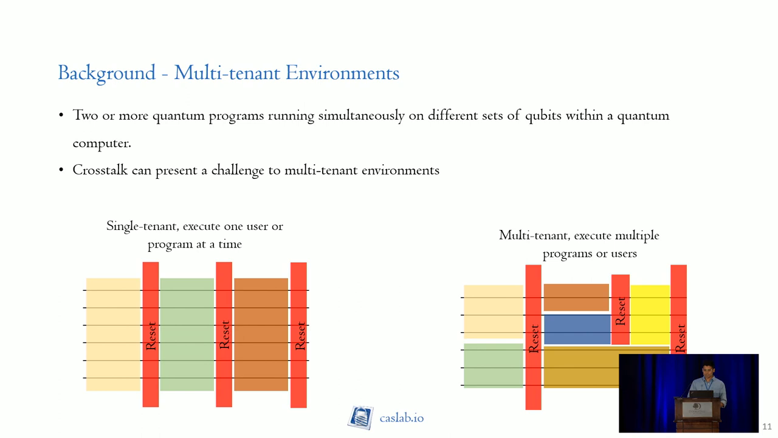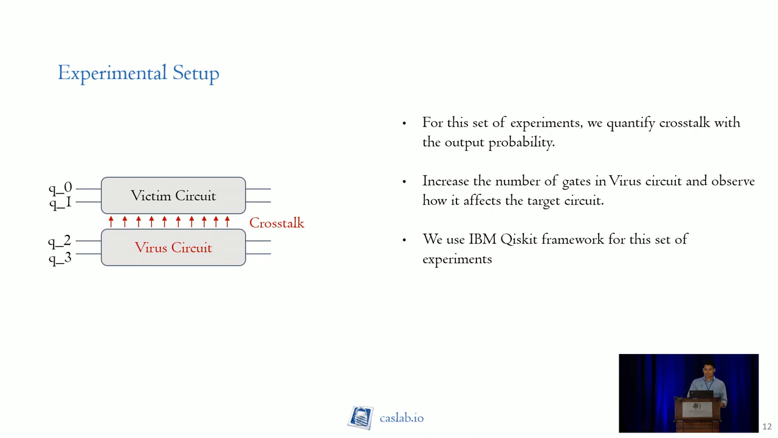So with that in mind, we design our experimental setup. We fix Q0 and Q1 to our victim circuit, any selected circuit, and Q2 and Q3 to the virus circuit. The virus or malicious circuit here, we define as a circuit that causes crosstalk. We quantify the amount of crosstalk based on how much reduction in output probability is seen on the victim circuit. The experiment here is that we increase the number of gates in the virus circuit, and then observe how it affects the target circuit.